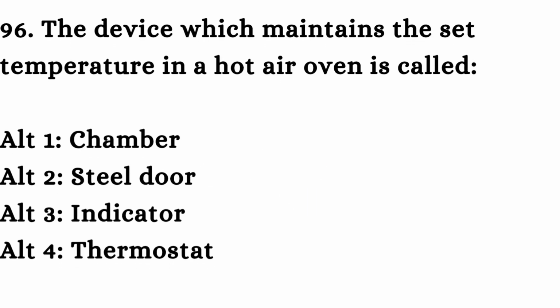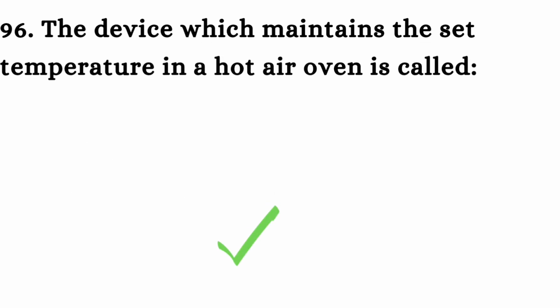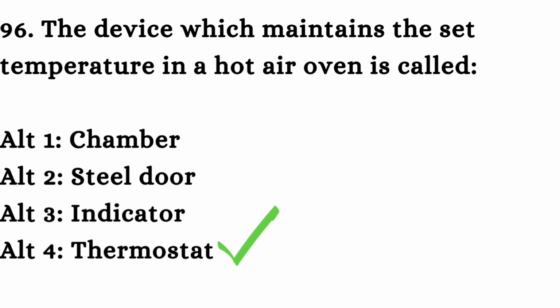Next question. The device which maintains the set temperature in a hot air oven is called option 1 chamber, option 2 steel door, option 3 indicator, option 4 thermostat. The right answer is option 4 thermostat. Thermostat maintains a set temperature in a hot air oven.